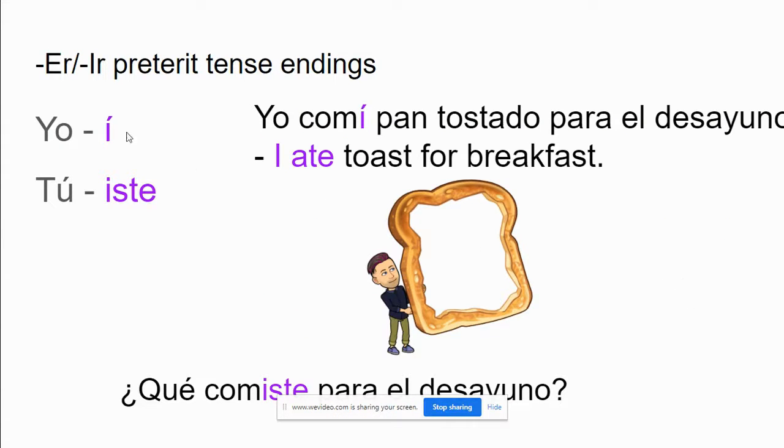The preterite tense ending for yo is é with an accent. It absolutely has to have an accent on it for it to be the past tense. Tú is iste. So we have a couple examples here. Yo comí pan tostado para el desayuno. I ate toast for breakfast. Not bad.